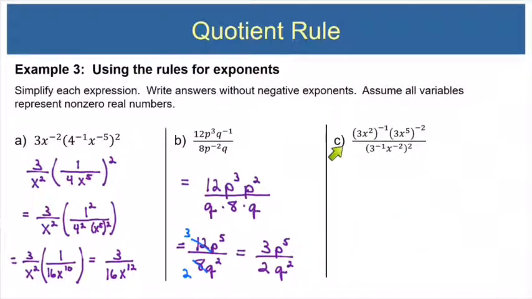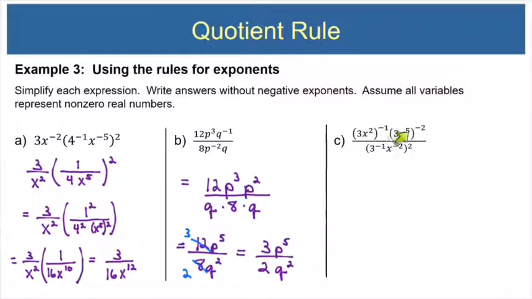Now let's look at part C together. This one is a little more complicated than the two that we just did. Here we have 3x squared all to the negative 1 times 3x to the fifth all to the negative 2, over 3 to the negative 1 x to the negative 2 all raised to the second power. Now there are a couple of different ways you could treat this.